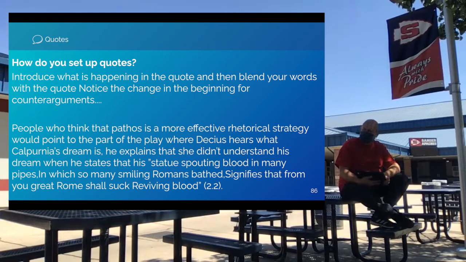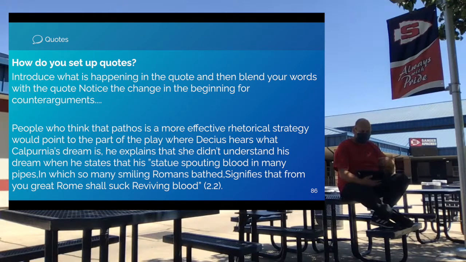Okay, so when you introduce your quote, how you set up your quote is pretty similar to how you set up your quote in the other paragraphs. The only difference is that you're going to change a little bit at the beginning. So people who think that pathos is a more effective rhetorical strategy would point to the part of the play where Decius hears what blah, blah, blah. The rest of it I just kept the same as yesterday. You still want to tell me what character is speaking. You want to tell me what's happening in the play.